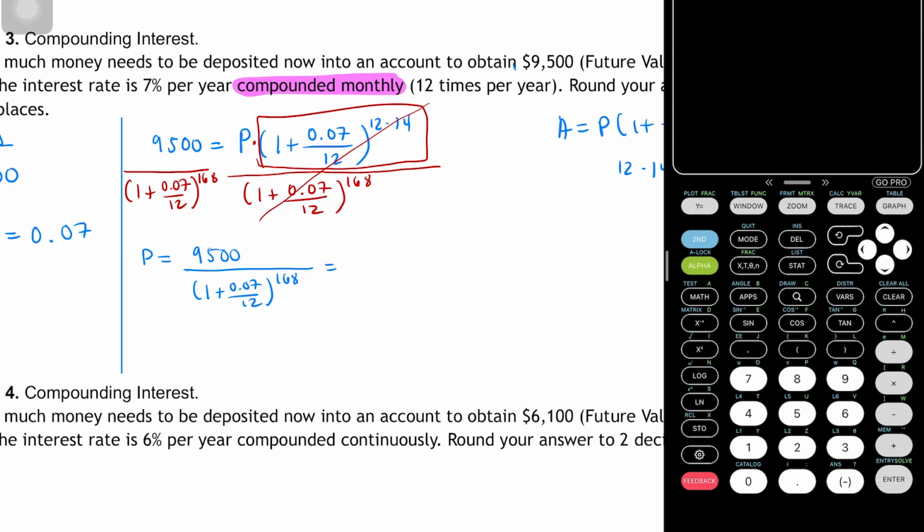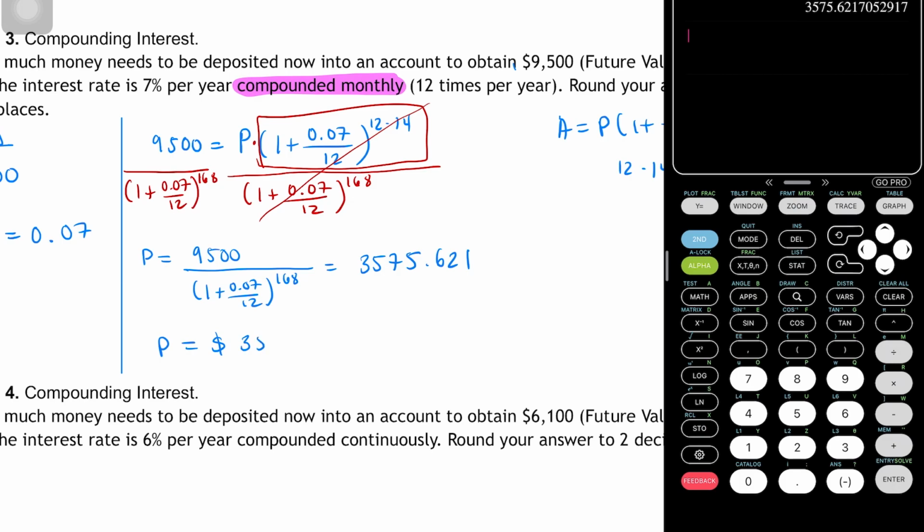So what we're going to do here is take 9,500 and then divide this by exactly what you have in your denominator. So it'll be parentheses 1 plus 0.07 divided by 12 close parentheses raised to the power of 168. And there you go. So that means that you need to have 3,575.621. So we're going to round it off now.